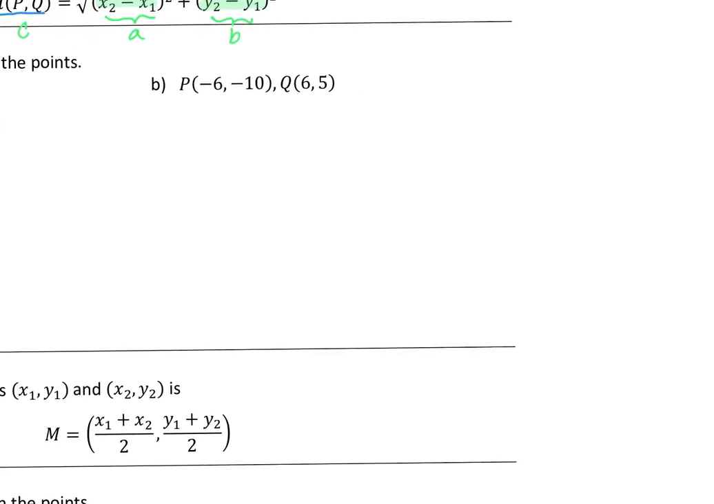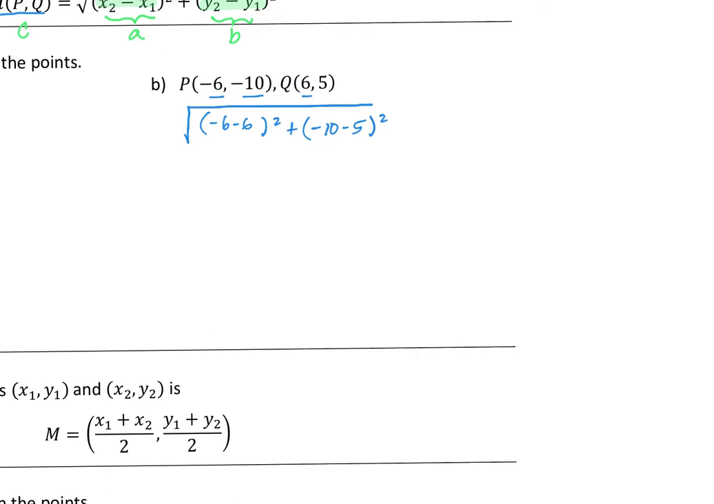We'll do one more example. One point is negative 6, 10, and the other point is 6, 5. I want to find the distance between these 2 points. I'm going to subtract my x's. So negative 6 minus 6, and then square, plus 10 minus 5 squared. And then I will take the square root of all of this.